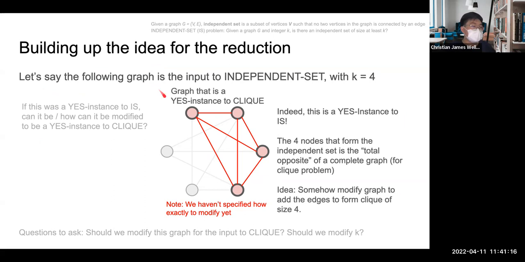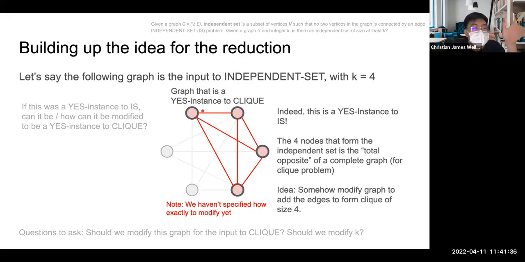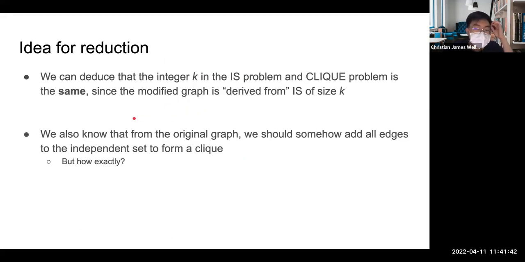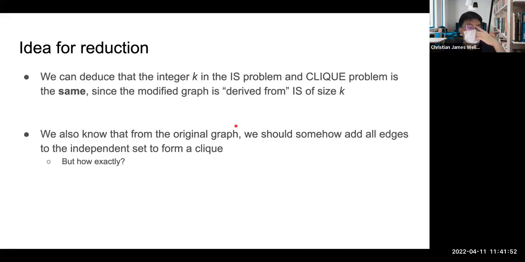So now this is kind of like a starting point, right? You might be thinking, so how exactly should we modify? One thing we note is that we can deduce that the integer K doesn't change, because both IS and CLIQUE take in a graph and the K. From this observation, K probably doesn't need to change. It stays as 4. But we should also somehow add edges to the independent set to form a CLIQUE. From empty to edges everywhere. How do we exactly do it?